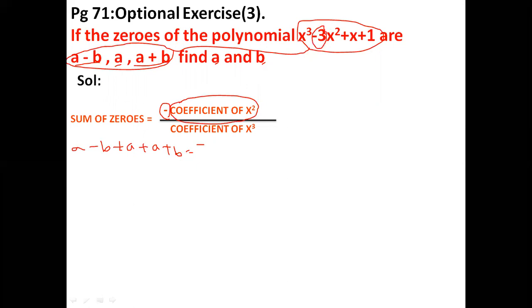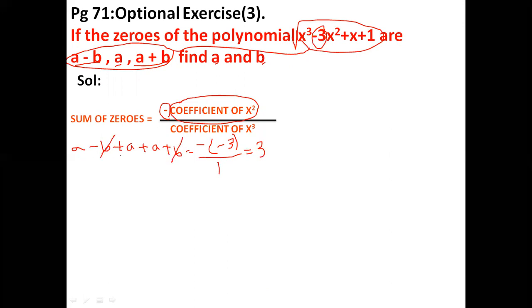That is minus 3. So I am writing minus 3. While you are substituting minus 3, keep it in brackets. So minus 3 by your coefficient of x cube, which is 1. So minus of minus is plus, that is 3 by 1, that is 3. Here plus b and minus b get cancelled.